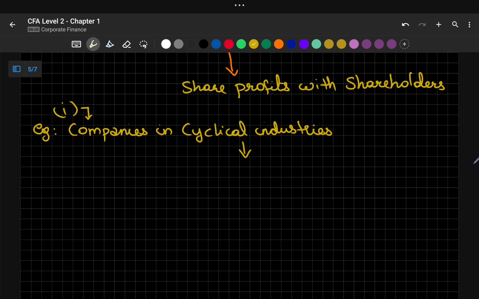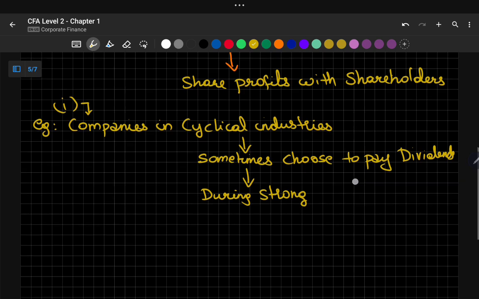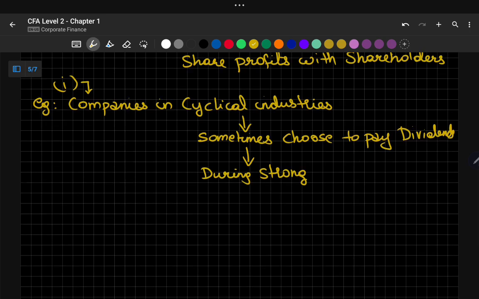Companies sometimes choose to pay dividends during strong earning years. Otherwise, they conserve the cash for other investment opportunities, or if they expect a weak turnover, a less profitable year ahead. So in that case, they will conserve the amount that could be paid as dividends. But during strong earning years, they will pay extra dividends.